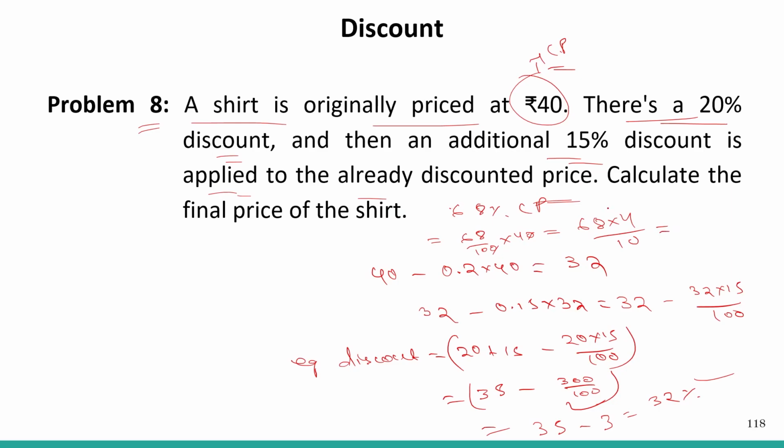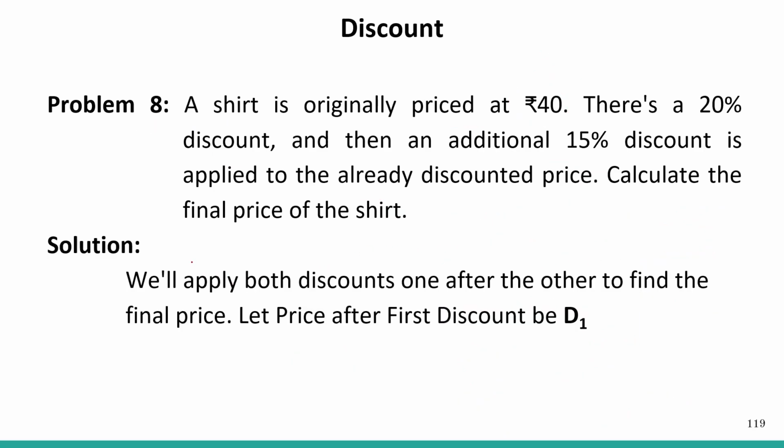68 into 4, right? So 8 into 4 is equal to 32. 6 into 4 is equal to 24. So 272 by 10 is equal to 27.2 rupees. Okay, so this will be the final price of that shirt. So let's see a step-by-step solution. We'll apply both the discounts one after the other to find the final price.